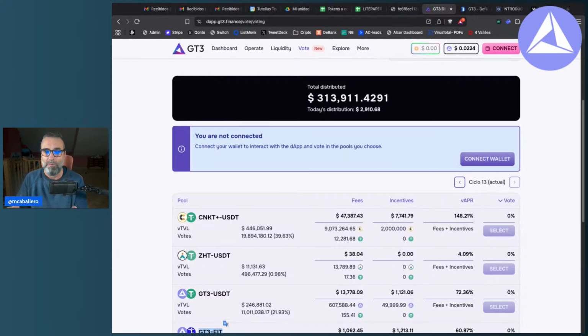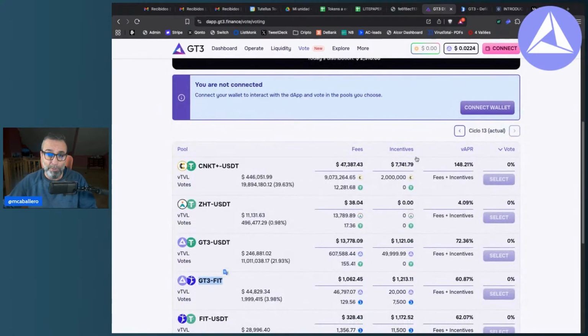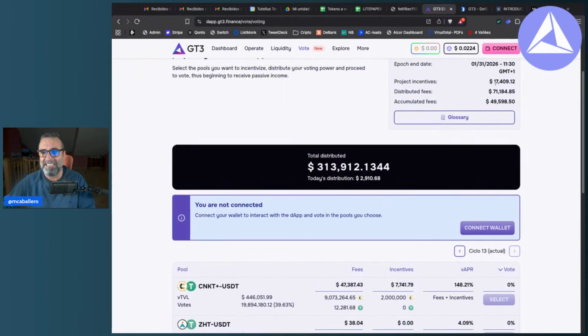So the more volume we generate in the DEX, the more fees we capture in the pools, right? And the other revenue source is the incentives the different projects add to their pools to incentivize lockers to vote for their pools. So adding the fees and adding the incentives, we are going to get this cycle, this epoch, this month of January, more than $88K.